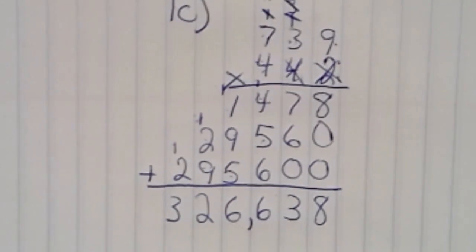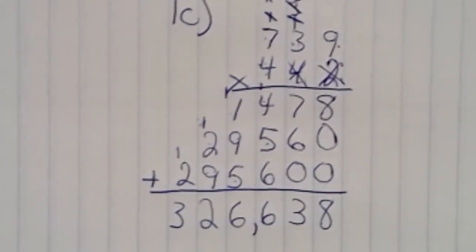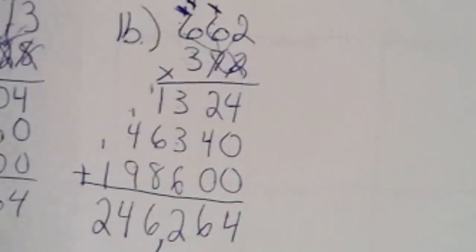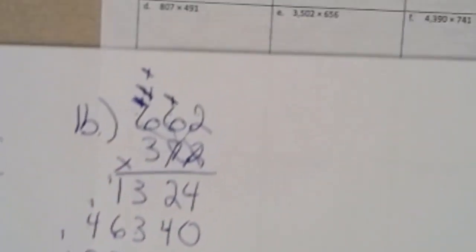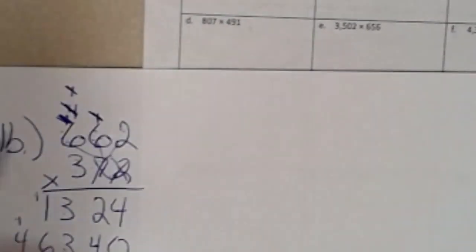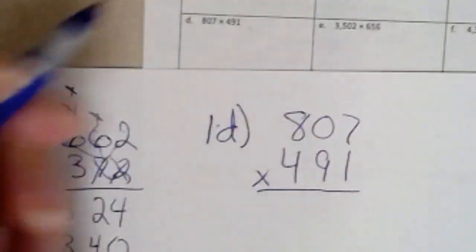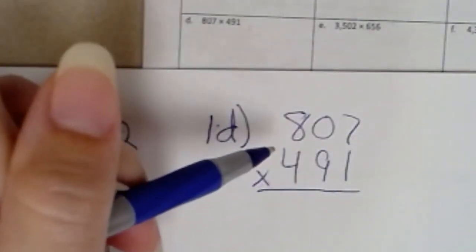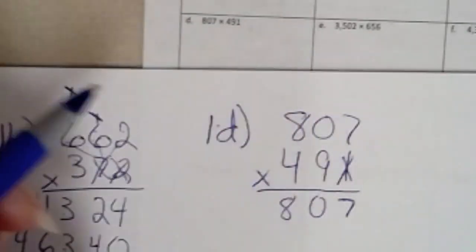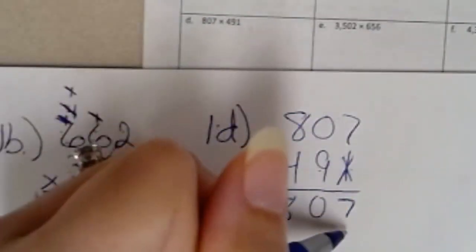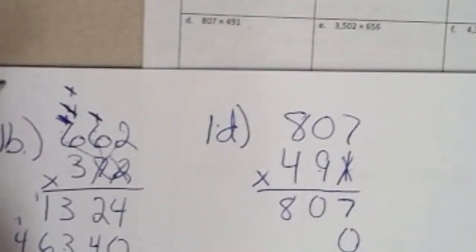Miss Bridges just prefers plain white paper, so I'm going to go back to the plain white paper. So that was 1C. We're going on to 1D. 807 times 491. This should be pretty easy because we have a 1 in the ones place. Yay! 1 times 7 is 7. 1 times 0 is 0. 1 times 8 is 8. Sweet. We scoot over to our tens digit, so we put a 0 in the ones place.